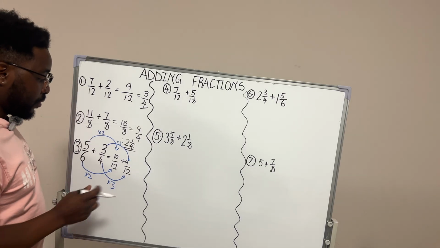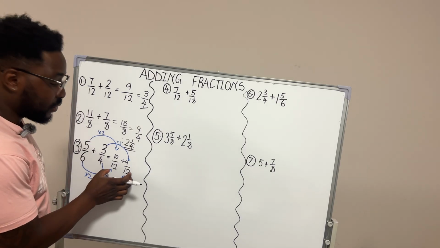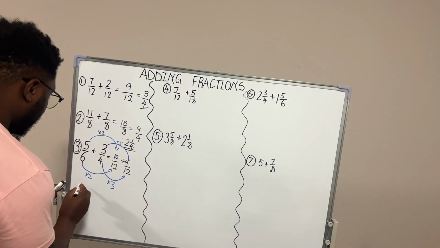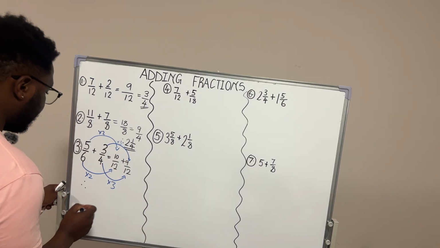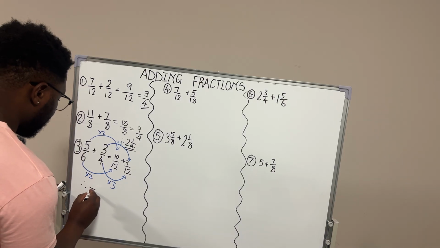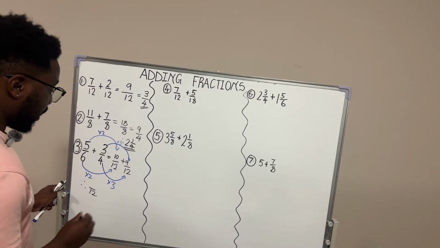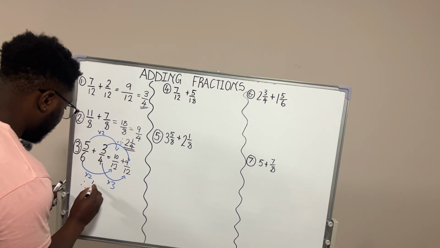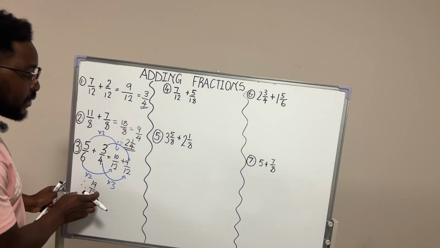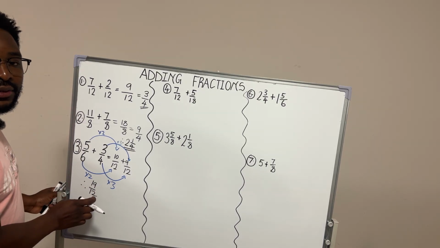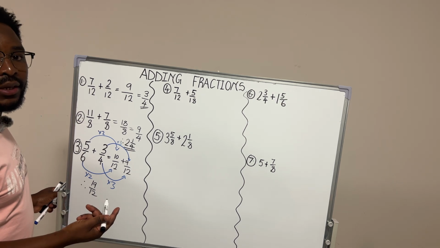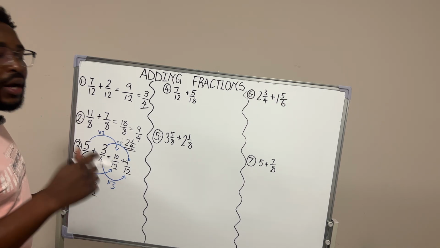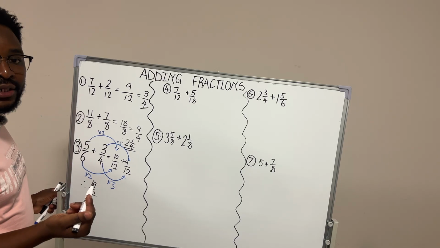Okay. We have the same denominator, so what do we have to do? We just have to add, right? So we have the same denominator, which is our 12. 10 plus 9 is what? 19. This is an improper fraction. If required, please change it into a mixed number or a mixed fraction.